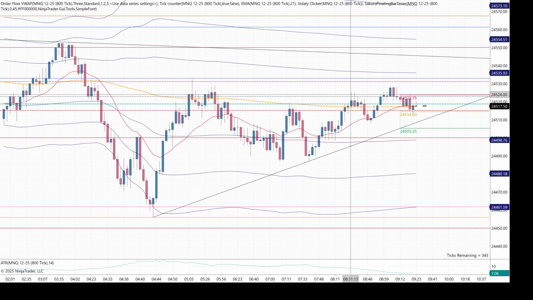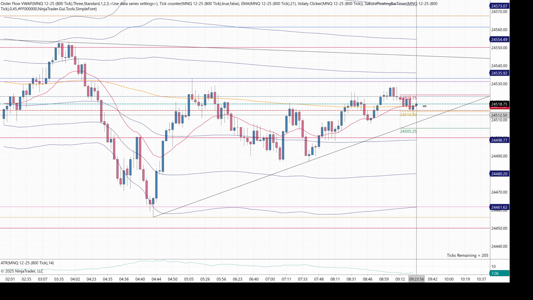It could act as resistance. And if you are wondering what these dotted blue lines are, they are my standard deviation levels based off of VWAP. So this is VWAP, this is -1 standard deviation, -2 and -3, and then +1, +2, and +3. These also typically act as areas of support and resistance for price action. So it'd be nice to keep track of them. It also helps me keep track of volume.